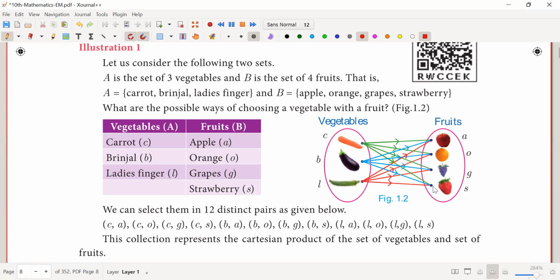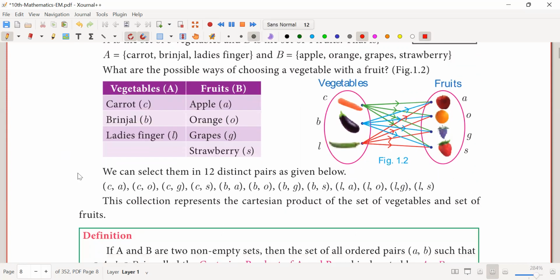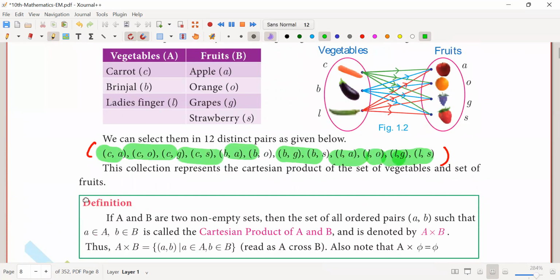One vegetable, one fruit. So carrot, apple, carrot, orange, carrot, grapes, carrot, strawberry. Likewise, brinjal, apple, brinjal, orange, brinjal, grapes, brinjal, strawberry. Lady's finger, apple. Likewise, we can have this many number of pairs. What are all the maximum pairs which we can get? This is known as the universal set. The set of all pairs is known as universal set.